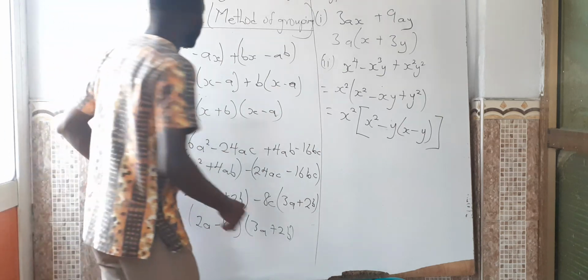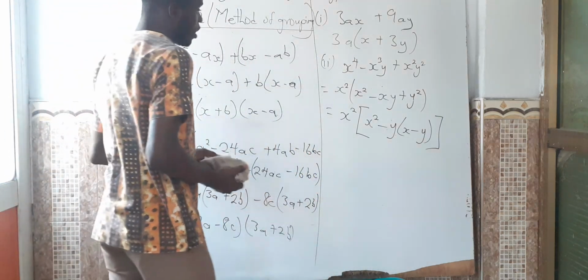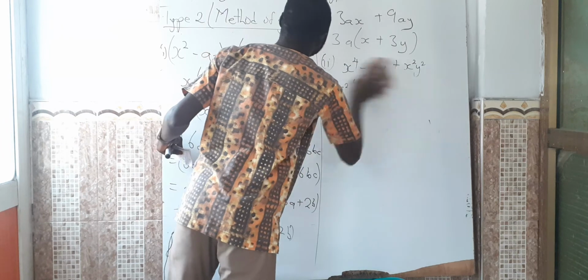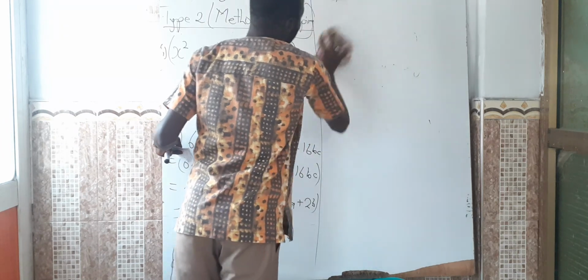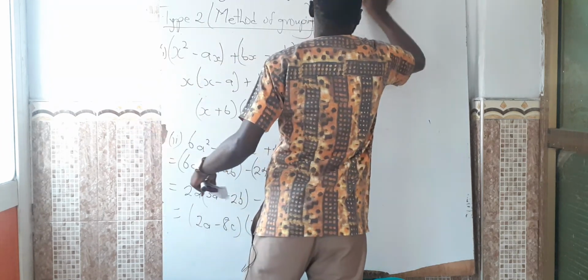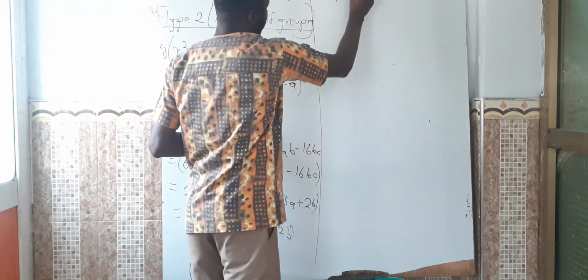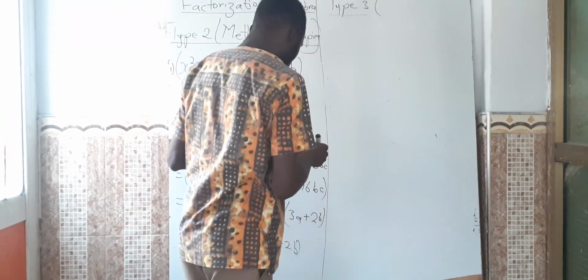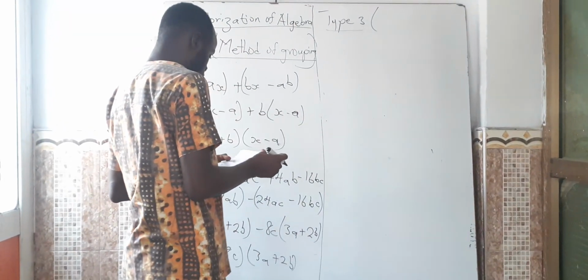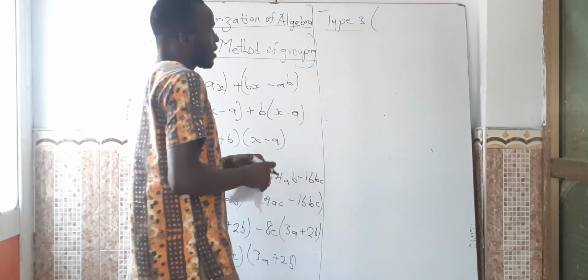That will be all for type 2. Now let's quickly move on to type 3 of factorization of algebra. Okay, the type 3, that will be the last type. All right, so type 3 has another name, which is the quadratic trinomial.